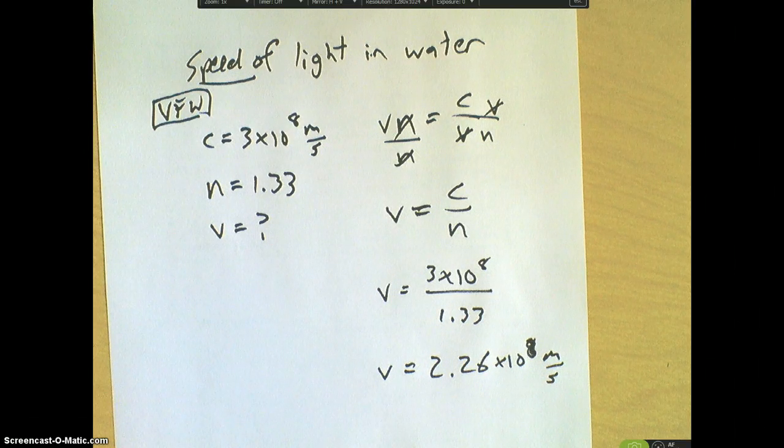Pause this. Try to do the speed of light in a diamond, and the next one, using VFW, all right? So substitute, please give them 5 minutes to work through those last two.